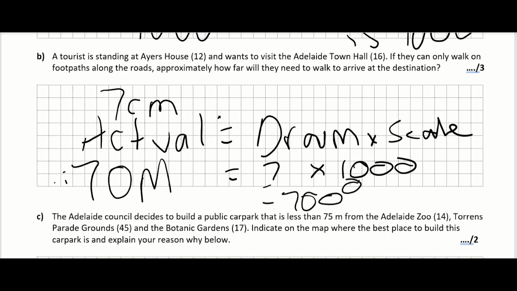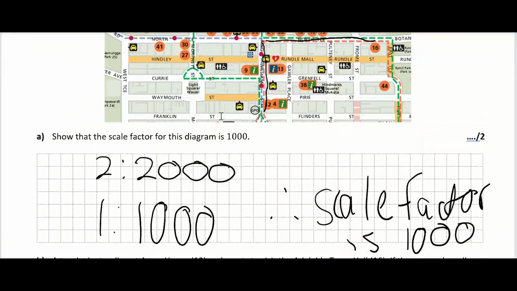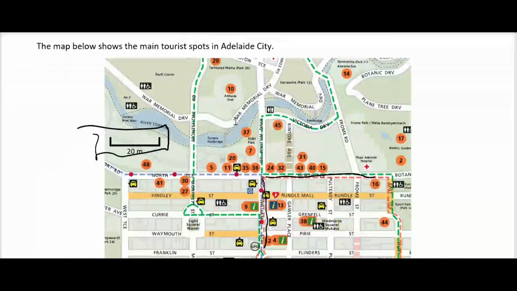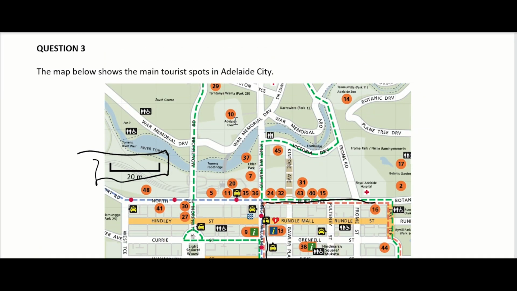Next, they want to build a car park that is less than 75 metres from the Adelaide Zoo, Torrens Parade Grounds, and the Adelaide Botanic Gardens. So you pinpoint those 3 locations: Adelaide Zoo, Botanic Gardens, and the Parade Grounds. You need to indicate on the map where is an appropriate place. It needs to be within 75 metres of these locations. A really simple one is to say, well, hang on, right here is in between all 3.